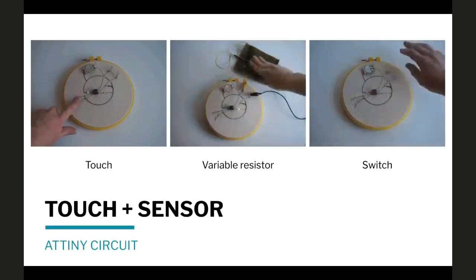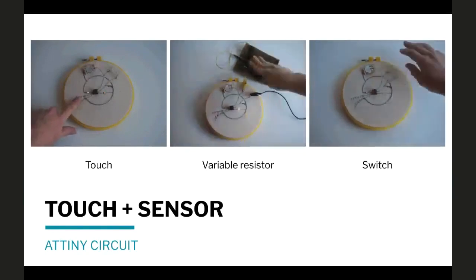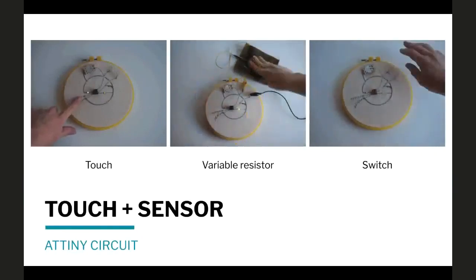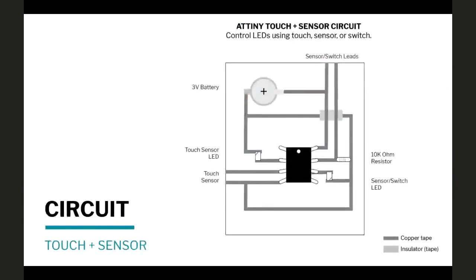So this ATtiny circuit is a touch sensor circuit. If you're interested in using the ATtiny, this is a great little test circuit to have around. It has a touch sensor, it also has a variable resistor, and it can be used as a switch. So here is the circuit.